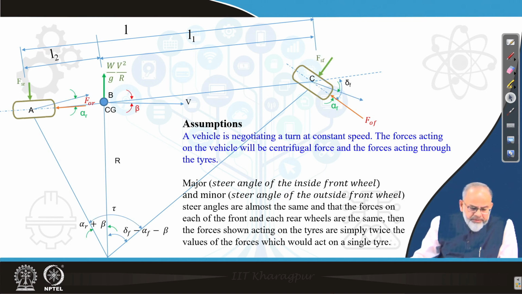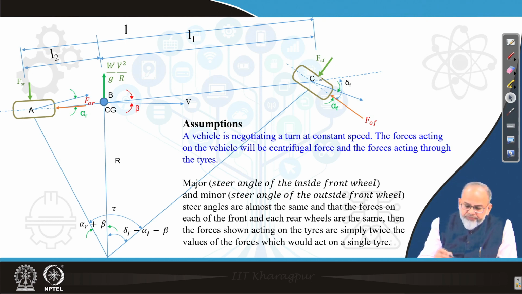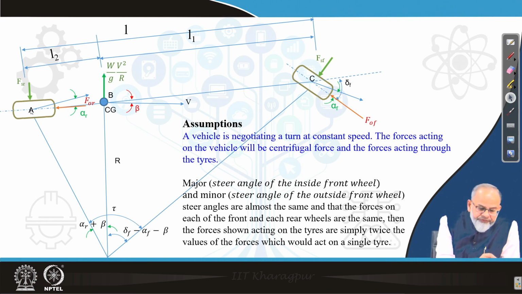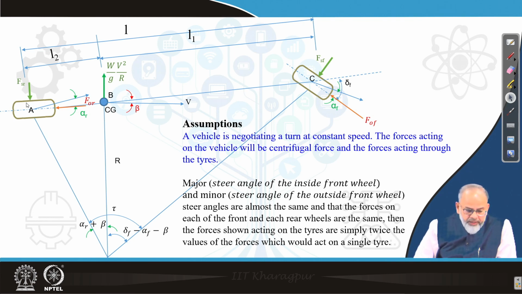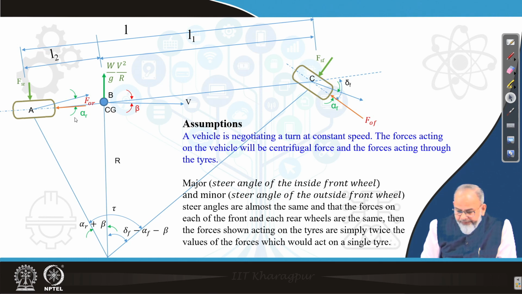So, here I have indicated the centrifugal force, which is equal to W V square by g R, as the vehicle is taking a turn. The steering angle I have indicated as delta F, and the forces which are acting will be the side force FSF on the front wheel, and the side force FSR on the rear wheel. The slip angle corresponding to the front wheel is alpha F, and the slip angle at the rear wheel will be alpha R. And the steer angle, the angle by which the vehicle is turned, is delta F.